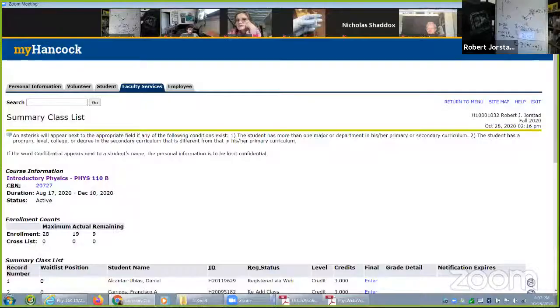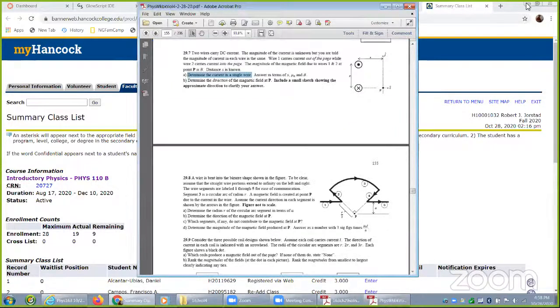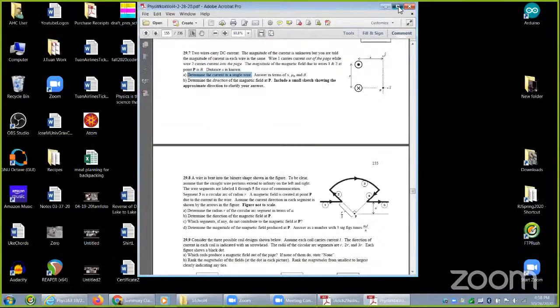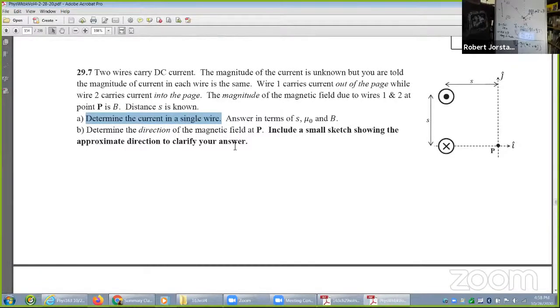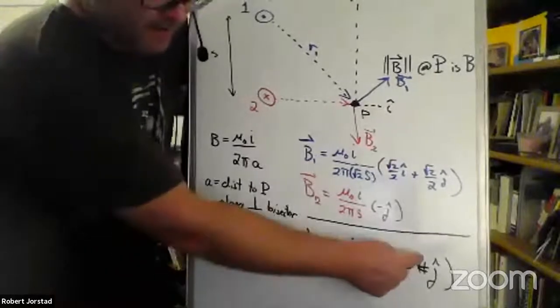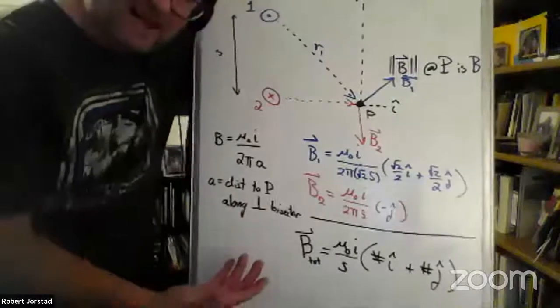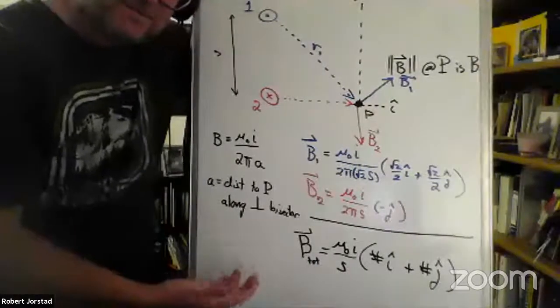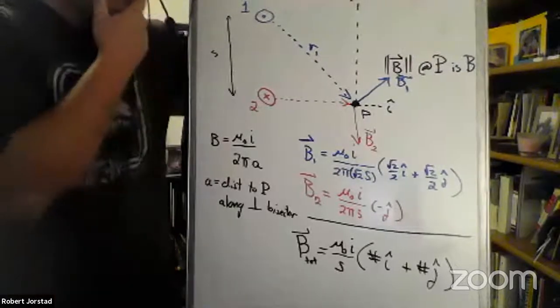Let's go look at the word, though. Why does it keep showing this? Let's do that. Then we'll go to this one. We're supposed to determine the current, right? You're going to have a number here, a number there. I'm supposed to solve this for I in terms of mu naught S and what?